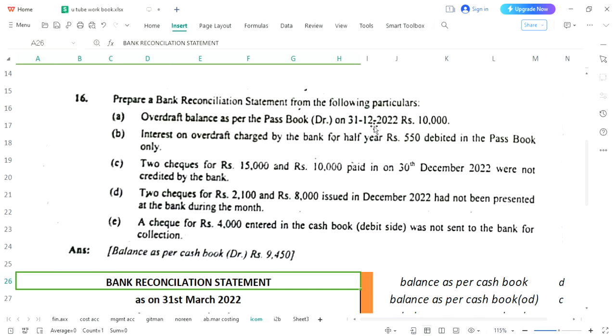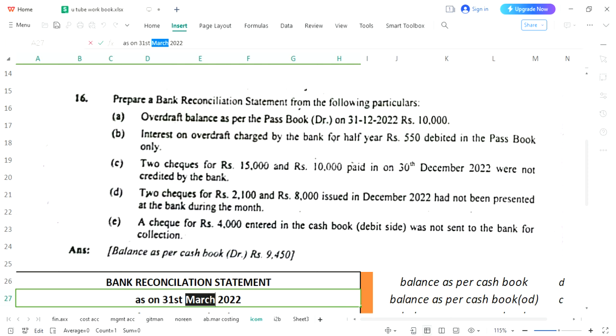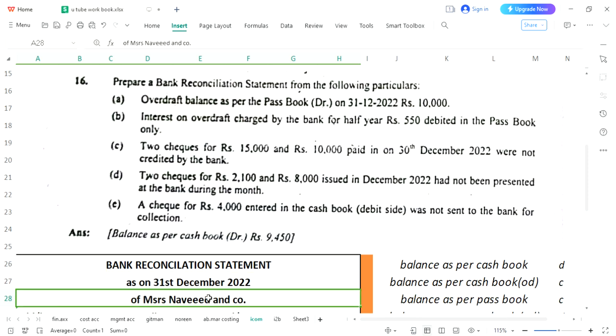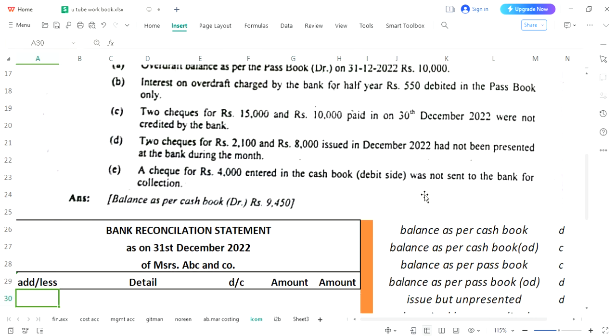The date is mentioned over here, 31st December 22. The last question was for March. Let's change the date to December 22. And then we need to put the name. The name is not mentioned, so instead of Naveed and Company, we will put ABC and Company, as the name of the company is unknown in the question. So finally our first step has been completed. Now we are ready to put our entries.